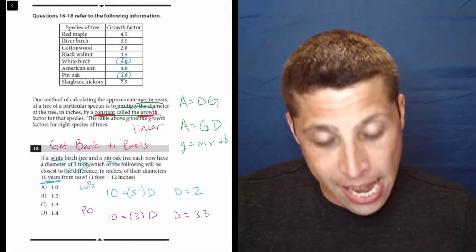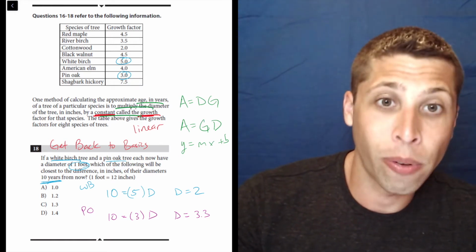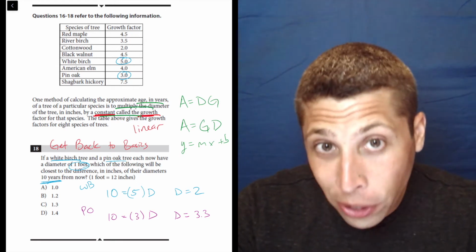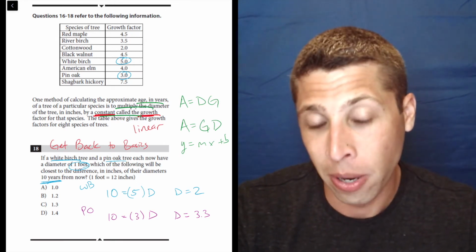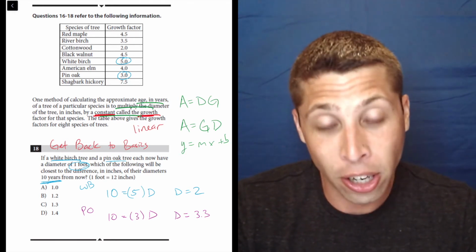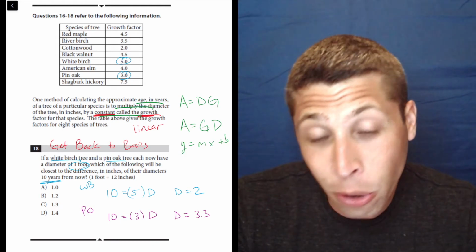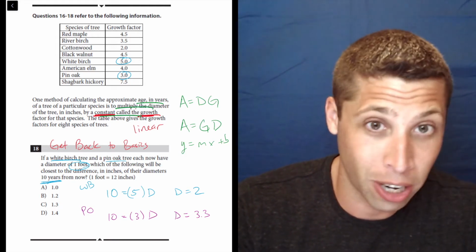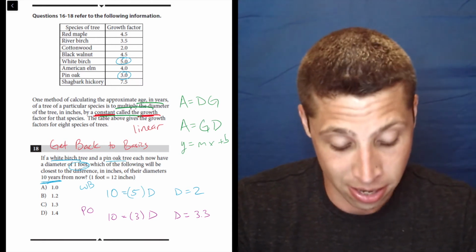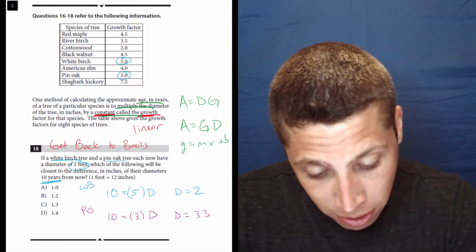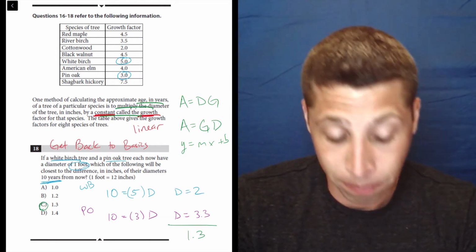3.3. It doesn't matter how big the trees are right now. It doesn't matter how old they are right now. We could find those things, but we do not need to, because 10 years is going to look the same to that pin oak, whether it's 3 years old, 30 years old, or 300 years old. 10 years is 10 years. The growth is constant. And so now the difference just between these two, we can kind of see is the 1.3, which is the answer.